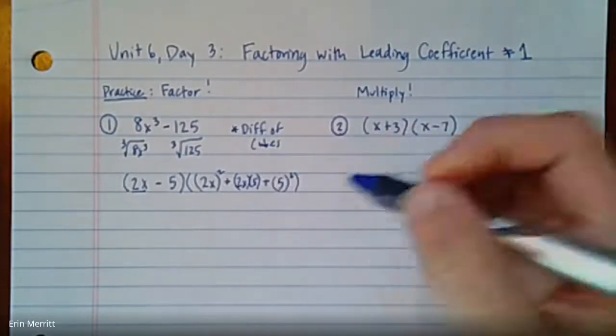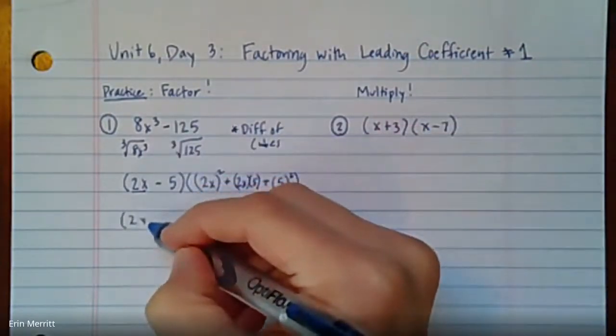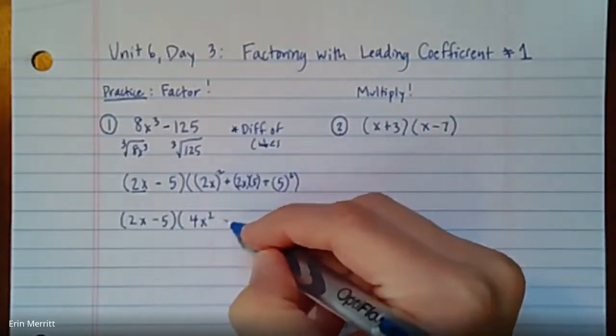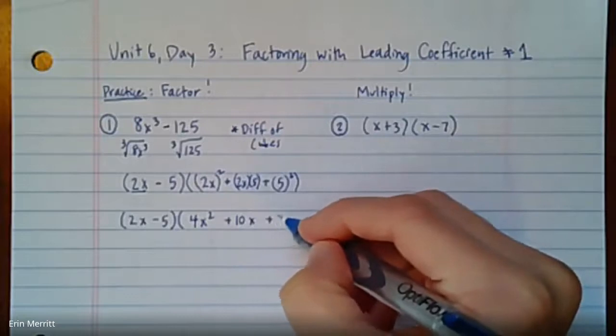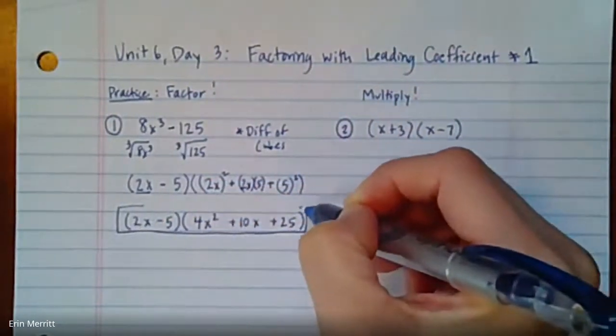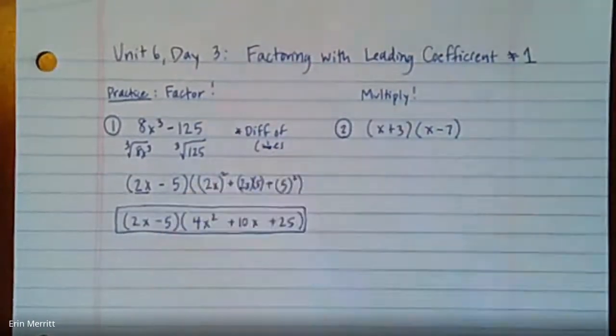And then, of course, we can clean that up a little bit. So 2x minus 5 in the first parenthesis. This turns into 4x squared plus 10x and then plus 25. So that should be the final answer for that being factored down.